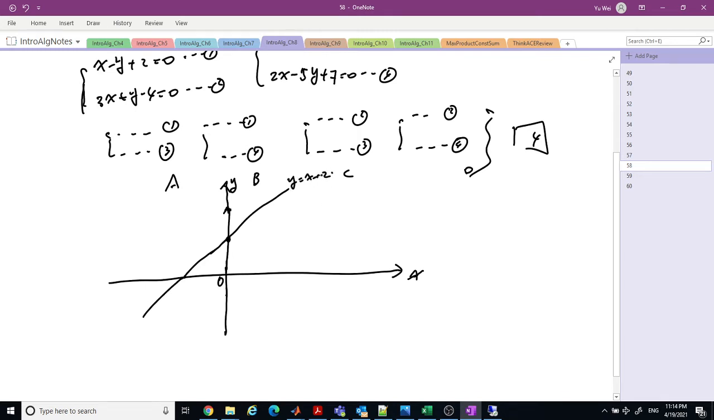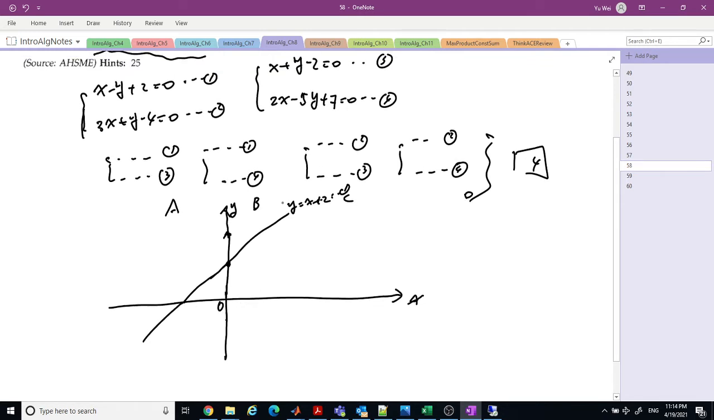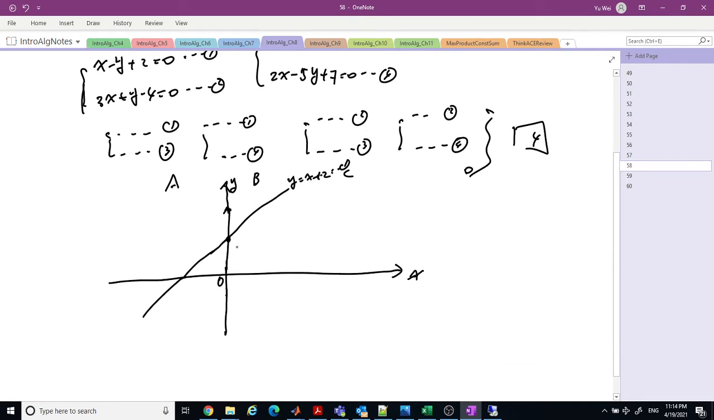This is the 1. Okay. Now let's draw the 3. x plus y equals 2. Let me use another color. Okay, so that's 1 point.